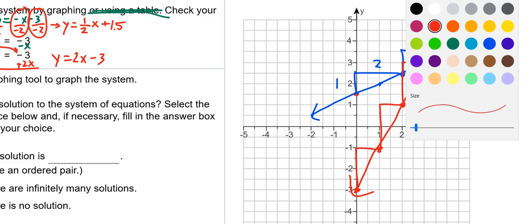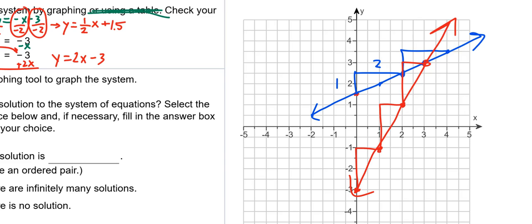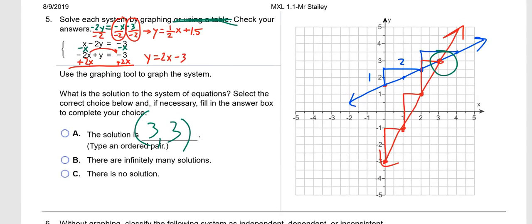Now, answer the question. What's the solution? Solution is, thank you very much, 3, 3. Any questions on that?